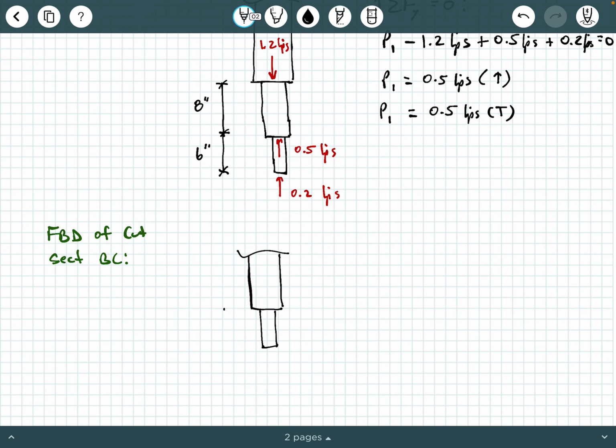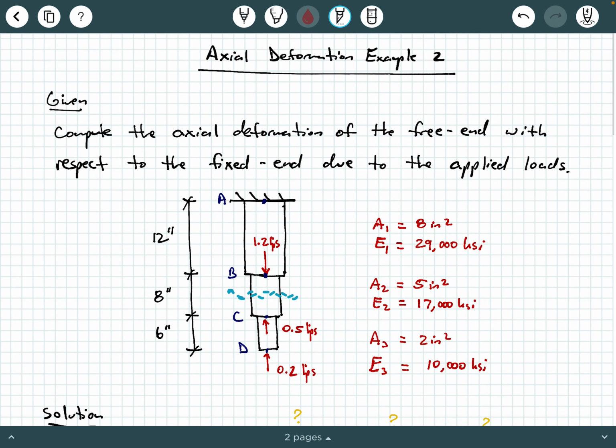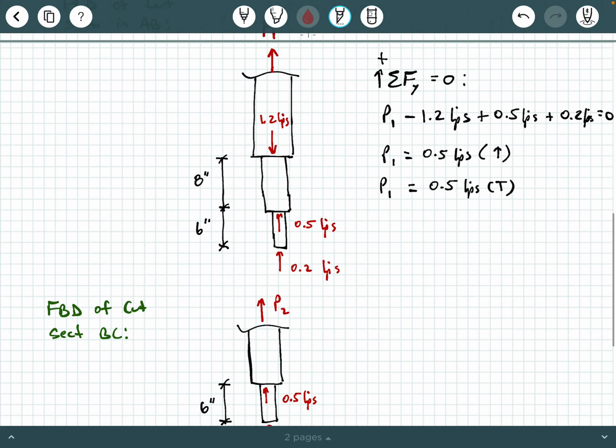So what is below that cut section? Well, you have this little 6-inch segment, and you know that you have 0.5 kips here, and we have 0.2 kips here, and then this is P2, okay? Now, why is the 1.2 kips not showing up in this free body diagram? Well, remember, method of sections: if you're cutting through this middle segment BC and looking at this bottom portion free body diagram, the 1.2 kips is not in that free body diagram. It's above that cut section, so that's why it's not showing up here, okay?